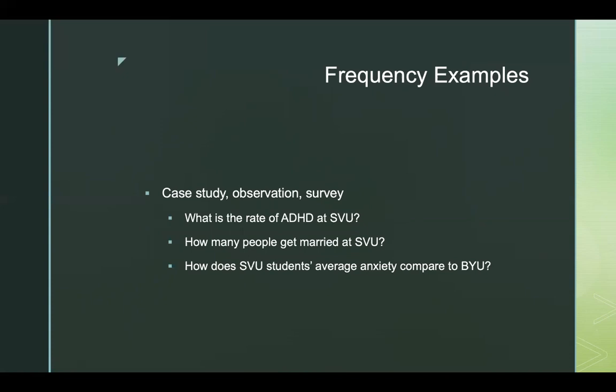So one is the frequency design. One could be a case study. That would be one person, one case. Or you could have an observation on a group, like the rate of depression, right? Or what's the rate of ADHD at SVU? Or how many people get married when they're at SVU? Or how does the SVU students' average anxiety compare to other people's, say BYU's? That would be a frequency example.